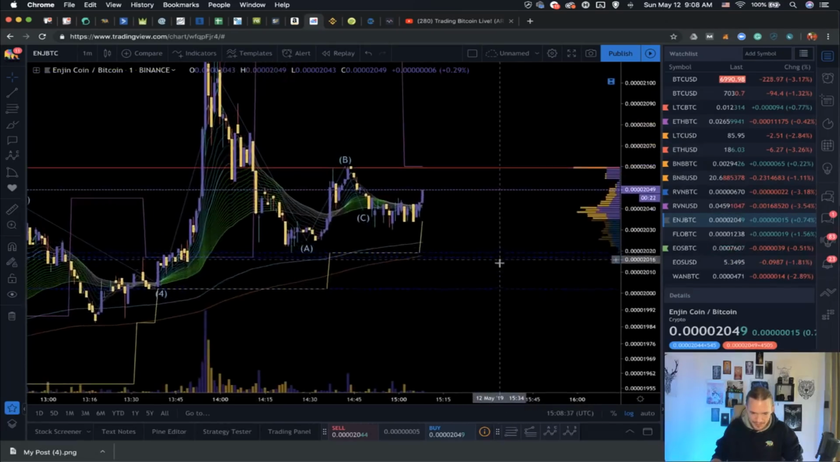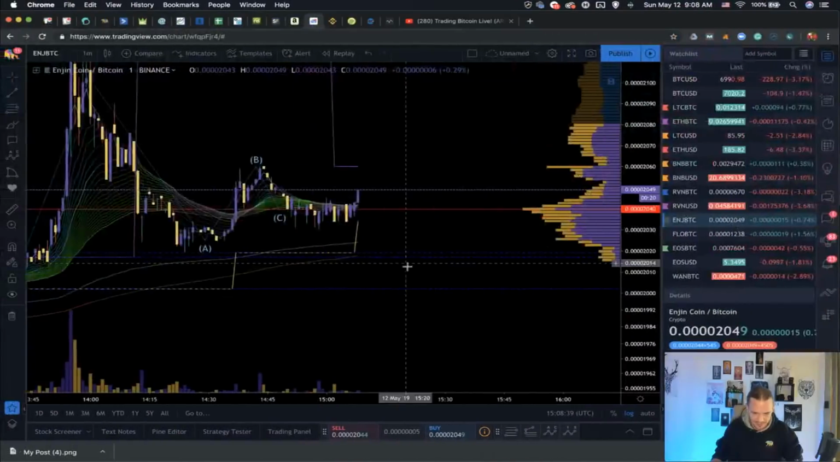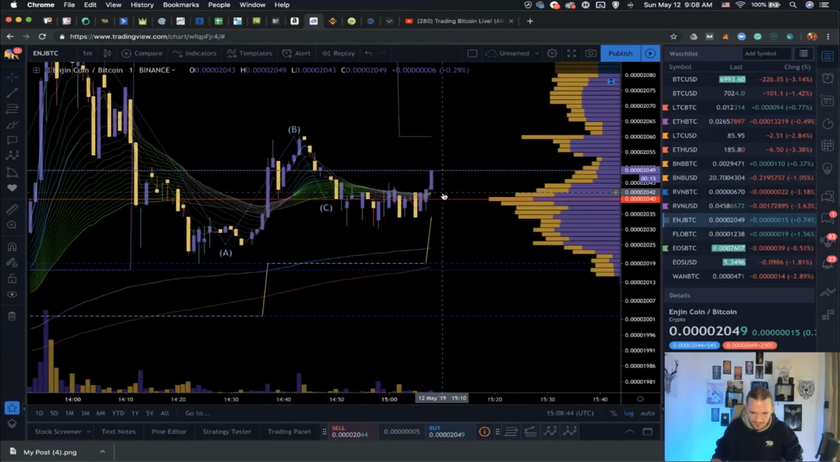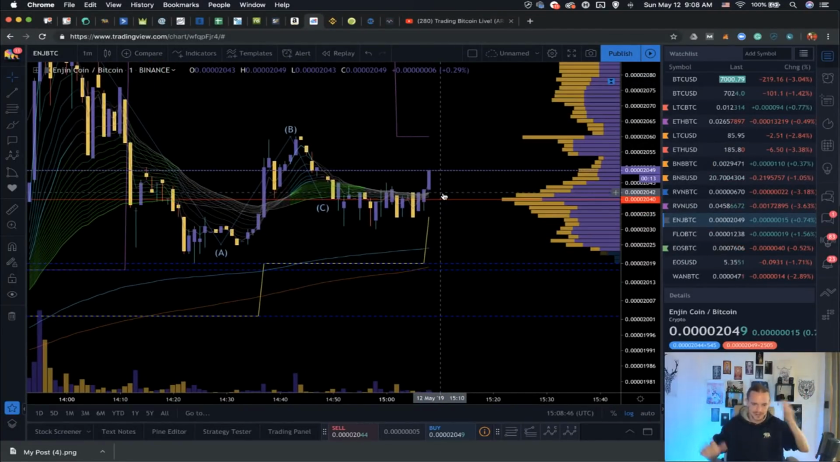So here again. Oh, good, I'm still sharing my screen. Again, we've jumped up above the first line of the super guppy. We're up at 2049, so all of our entries now are in profit. Not much, but in profit nonetheless.